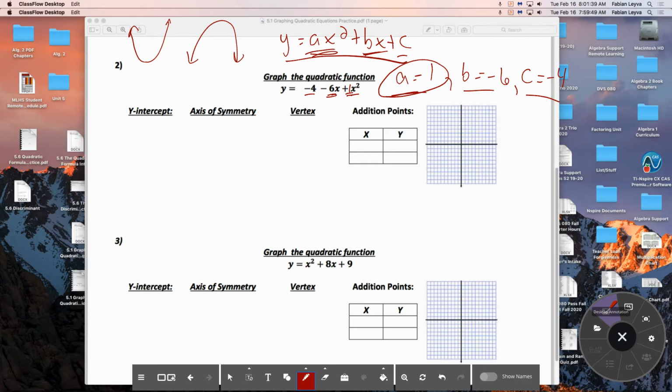Now, it's really easy to know whether your quadratic is facing up or down. You just have to look for your a. If your a is positive, it's going up. If your a is negative, it's going down. Notice that our specific a is positive, so that means it's going to be going up. So this is what our graph is going to look like when we graph it.